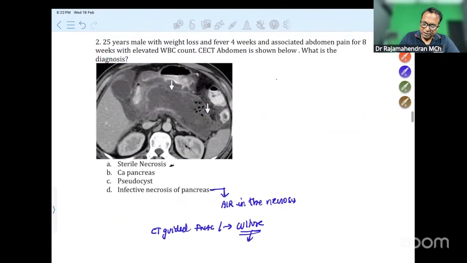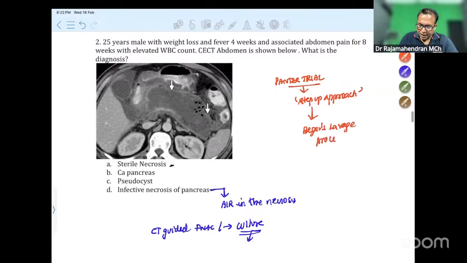So I hope all of you know what the PANTER trial is. The PANTER trial, related to pancreatic necrosis, is a step-up approach. Please read about the PANTER trial from Bailey and Love. In the step-up approach, the last step is Beger's lavage procedure. Please go through this in Bailey and Love. The 28th edition has given an image of this. Beger's lavage procedure is mentioned in Bailey and Love 28th edition. So the PANTER trial is the pancreatic necrosis step-up approach trial.